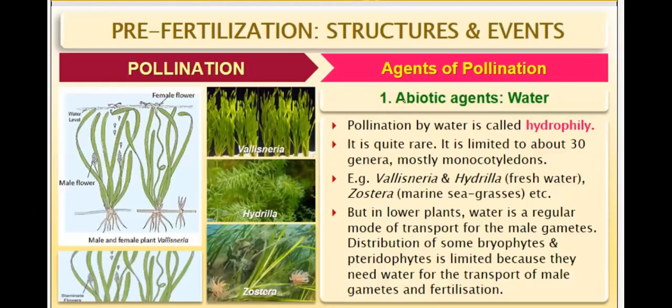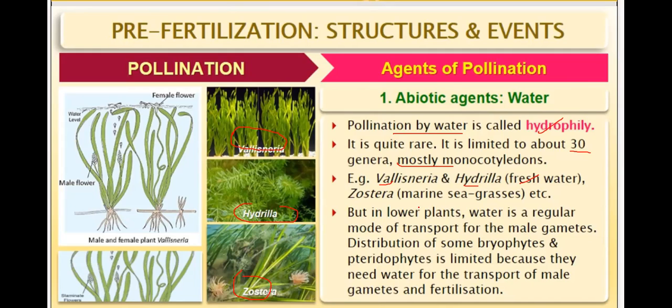Now, secondly, the abiotic agent is water. Pollination by water is called hydrophily. It is quite rare. It is limited to about 30 genera, mostly monocotyledons. Example, Vallisneria. This is Vallisneria. Then Hydrilla, which is present in fresh water, and Zostera. This is Zostera, present in marine water, a seagrass.